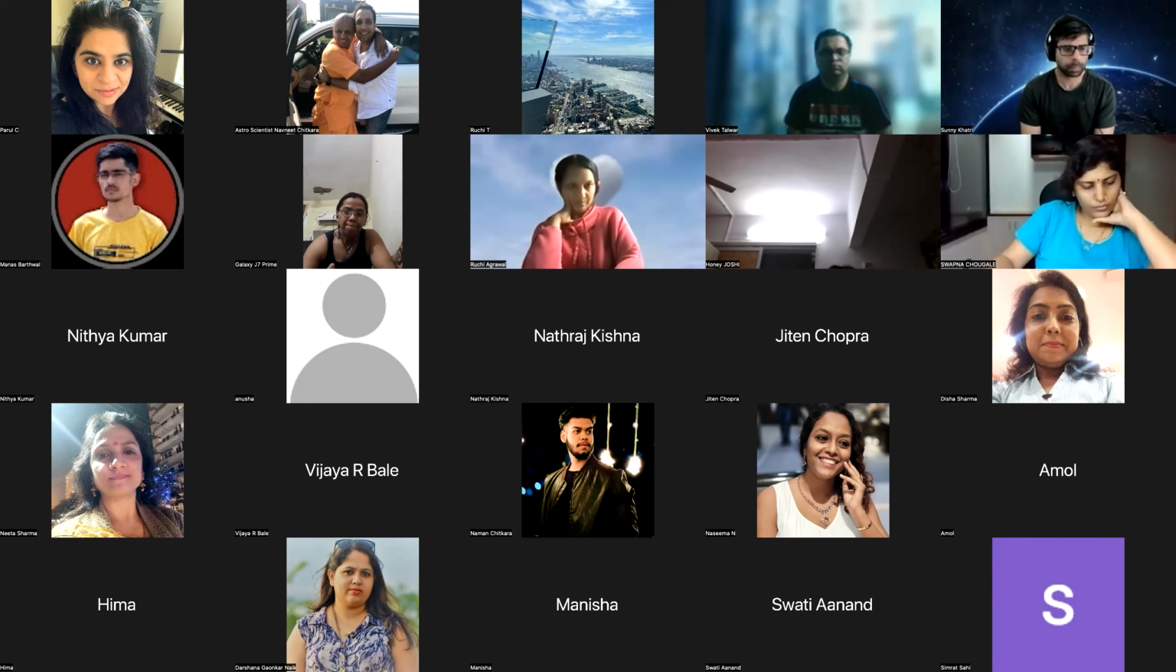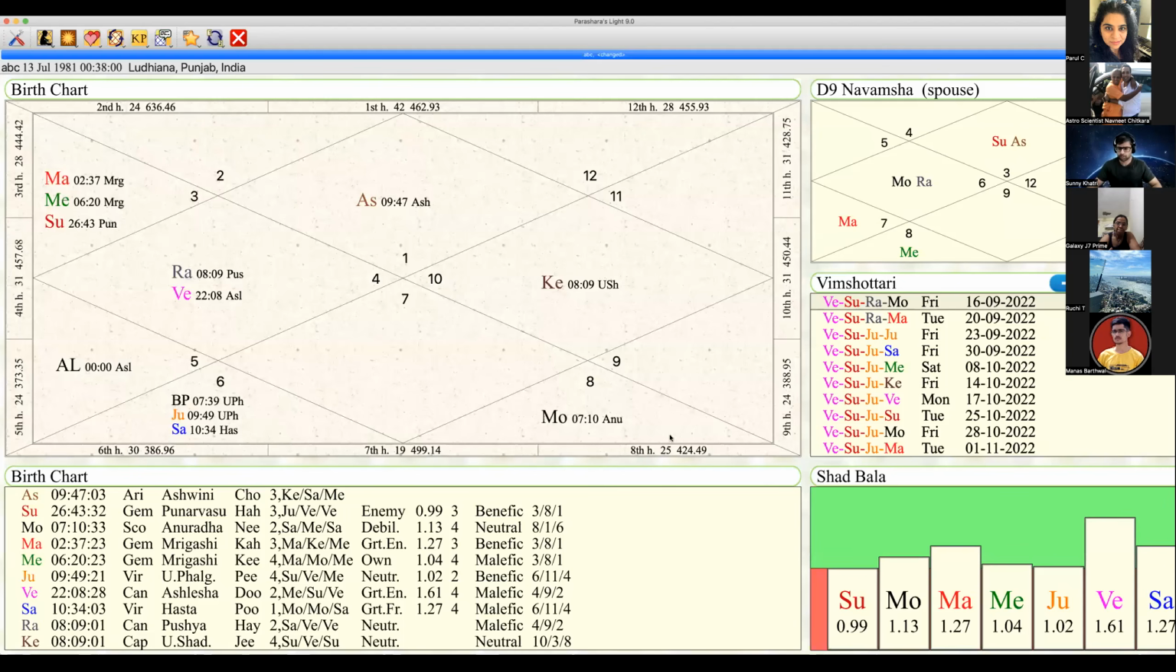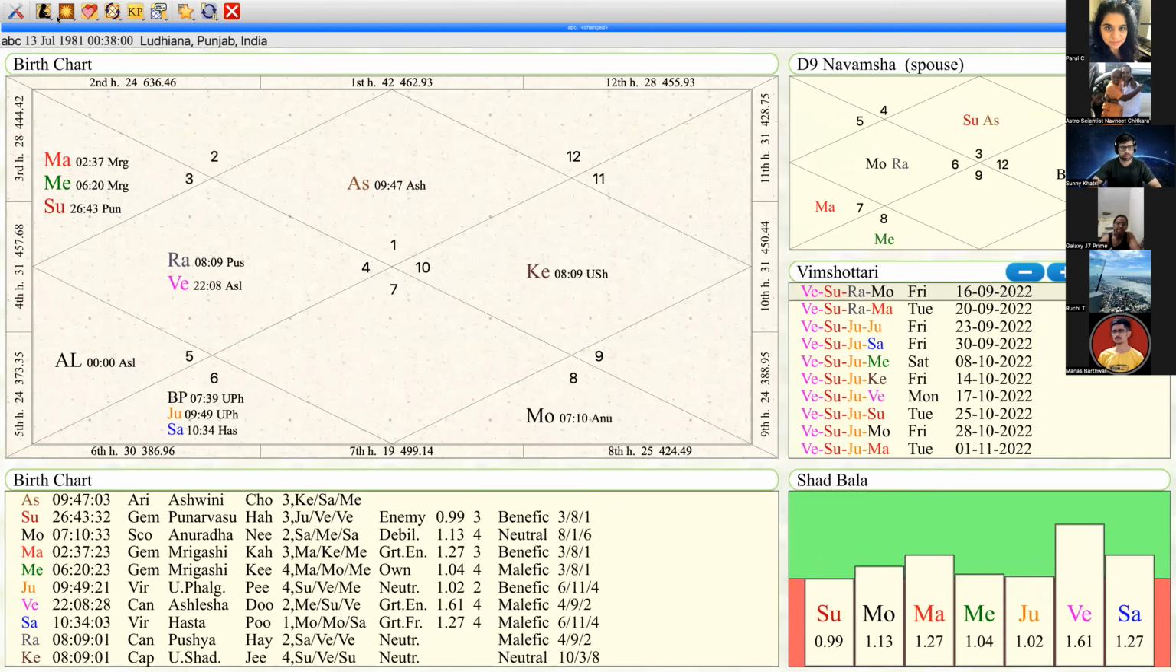Am I making some sense to you, ladies and gentlemen? Yes, no, maybe. Because the concepts have to be crystal clear. Only then will you understand. Just tell me about the Rashi Drishtis only in this chart.